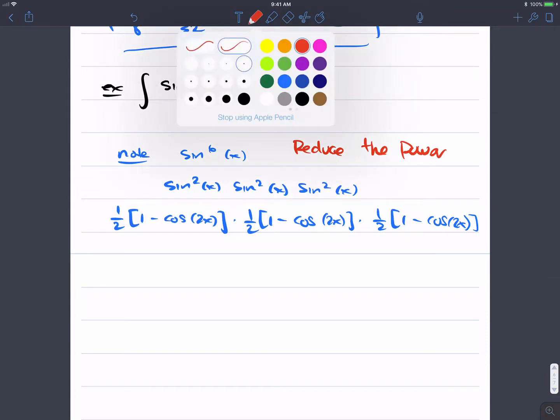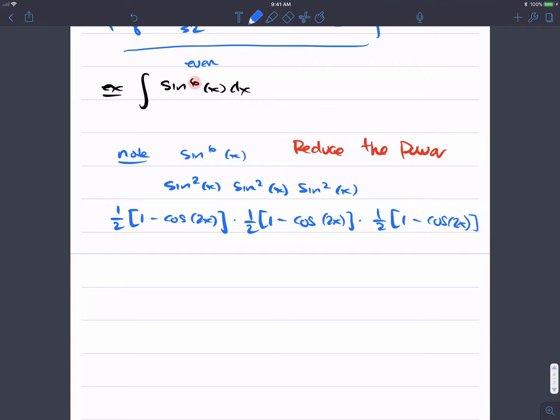Okay, let's do some algebra here. So I want to point out that I'm going to take my constants. I like multiplying the constants and keeping them on the outside there. So that'll give me a nice 1/8. And I do have 1 minus cosine 2x, 1 minus cosine 2x, 1 minus cosine 2x.